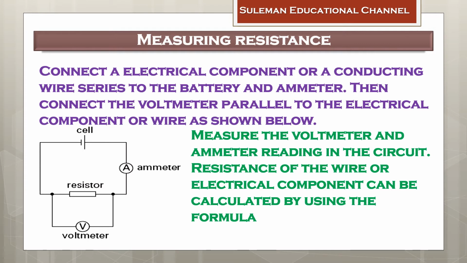The voltmeter gives the result in volts, and the ammeter gives the current in ampere. The formula for resistance is R is equal to V divided by I. We will divide the result from the voltmeter by the result from the ammeter, and then we will calculate the resistance, and the unit of resistance is ohm.